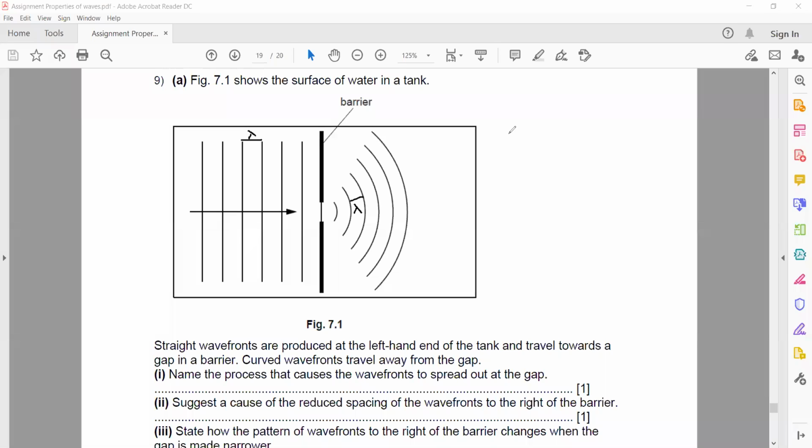The gap is less than the wavelength, that's why diffraction occurs. But why the change in wavelength? Yeah, that's right. It looks like the water on the left hand side is deep and the right hand side is shallow. Diffraction does not affect the wavelength of the wave passing through. Wavelength only changes if the medium changes. So the water on the right hand side might be shallow, that's why the wavelength is smaller as compared to the left hand side.